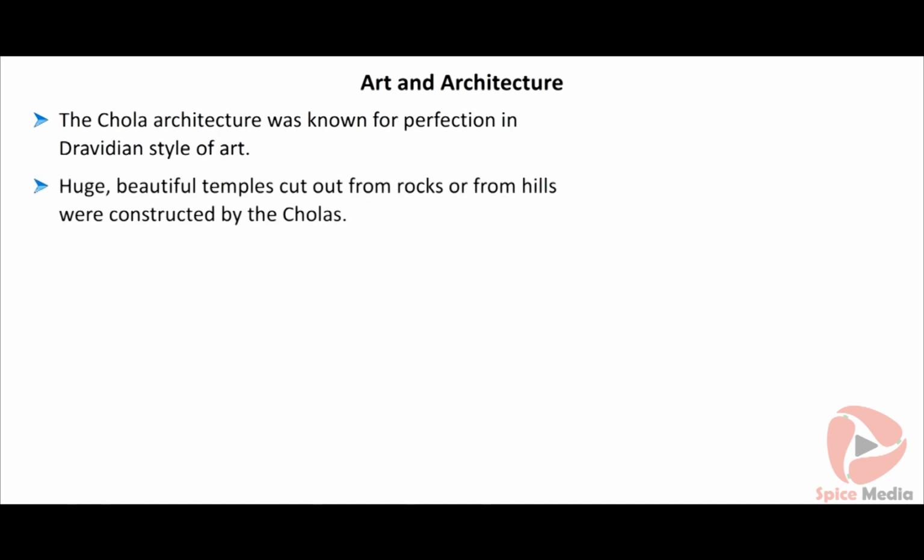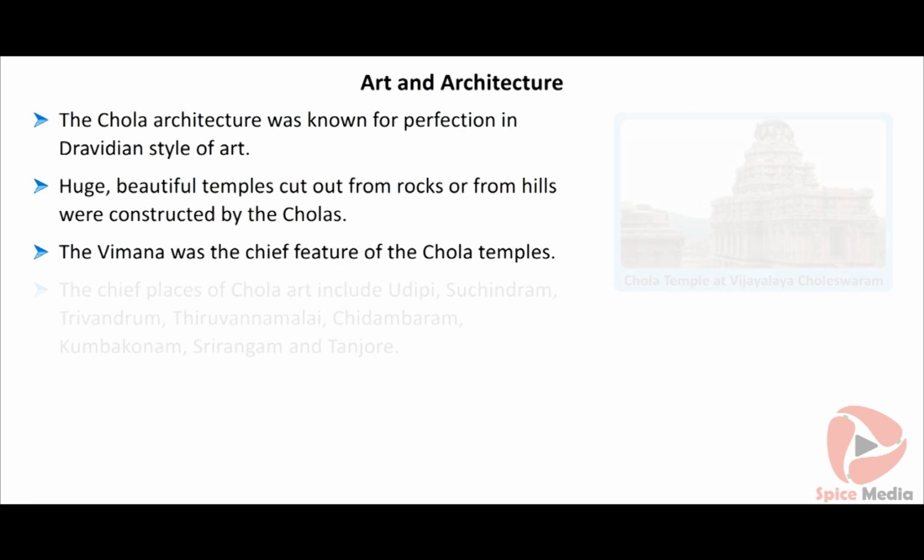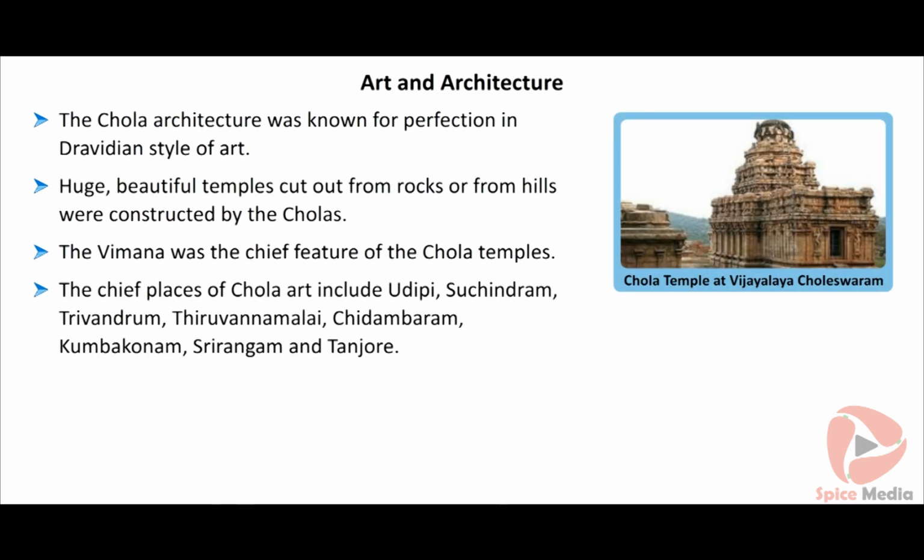Huge and beautiful temples cut out from rocks or from hills, and images of different Hindu gods and goddesses were constructed by the Cholas. The Vimana was the chief feature of the Chola temples. Between the Gulf of Mannar and the lower Krishna Valley, about 70 specimens of Chola temples are found. The chief places of Chola art include Udupi, Suchindram, Trivandrum, Tiruvannamalai, Chidambaram, Kumbakonam, Srirangam, and Tanjore.